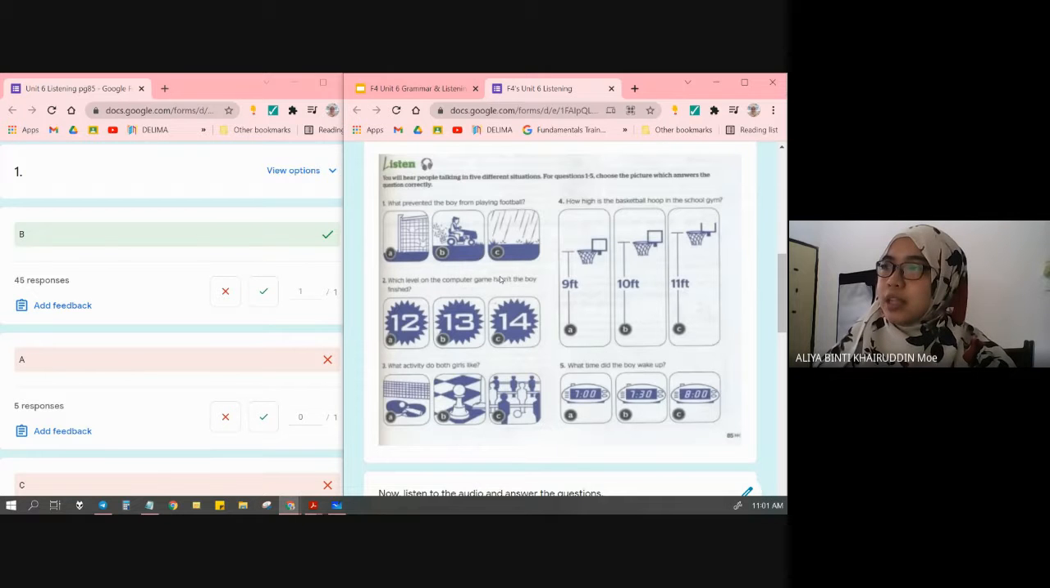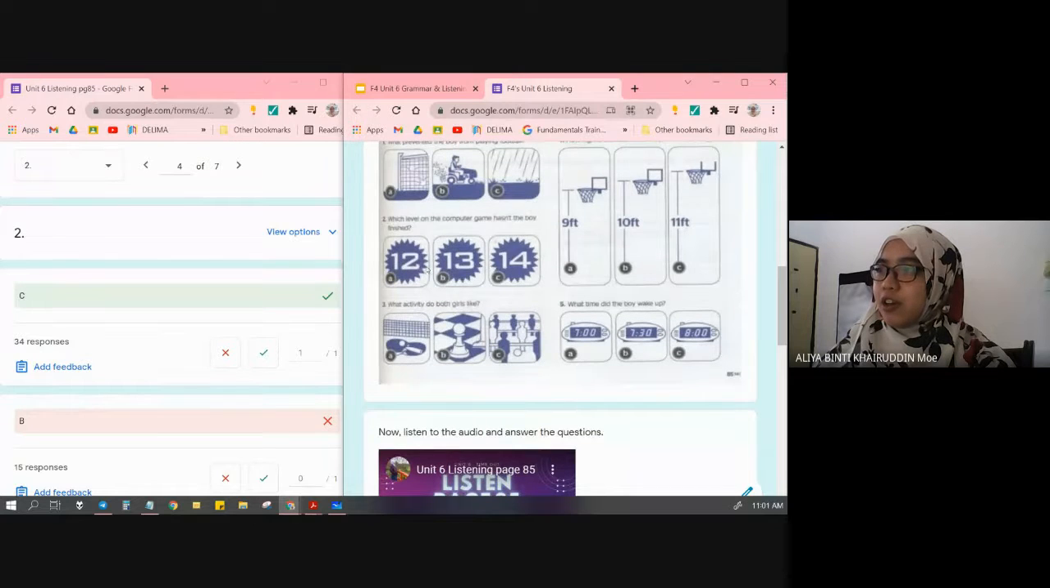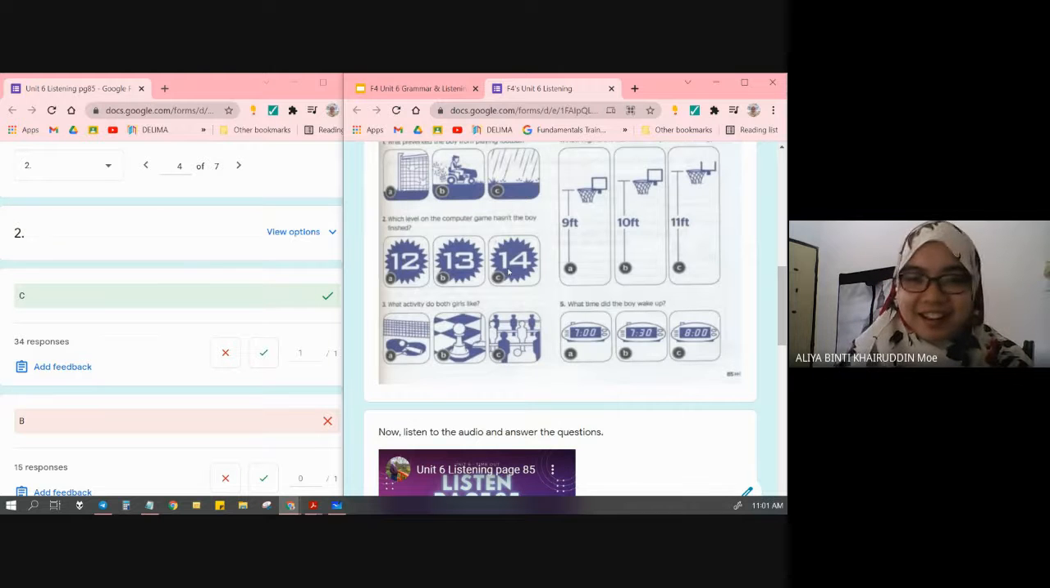Okay, number 2, which level on the computer game hasn't the boy finished? Okay, let's look at the answer. For number 2, the answer is C. Alright, so just now during the dialogue, the boy and the girl was talking about the game, right? The girl is already on level 14, she was showing off. And then the boy was playing level 13. And then finally, the boy said, level 14, here I come, right? Okay, so that means C is the answer.